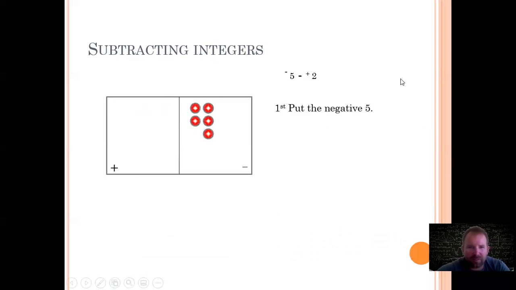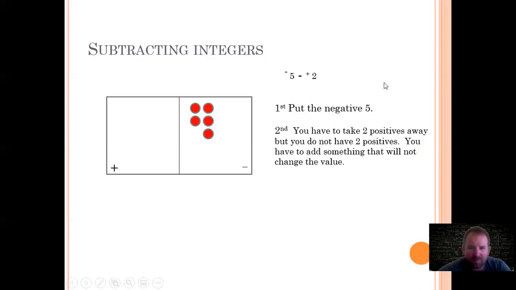All right, so let's see here. So now we got a negative 5 minus positive 2. So I'm going to start out by putting up my negative 5. So 1, 2, 3, 4, 5 negatives. And I have to take 2 positives away. But I don't have any positives. But I can do that same thing I did in the last one, can't I? I'm going to add 0 pairs.